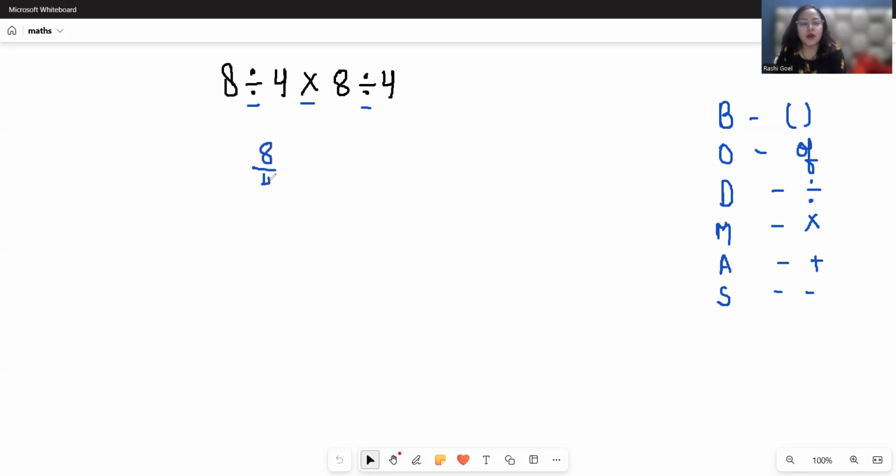So 8 divided by 4 times 8 divided by 4. 8 divided by 4 is 2, times 8 divided by 4. So 2 times 8 divided by 4 is 2, and 2 times 2 is 4. That's how you can solve this type of simplification problem with the help of the BODMAS or PEDMAS rule step by step to reach your correct solution.